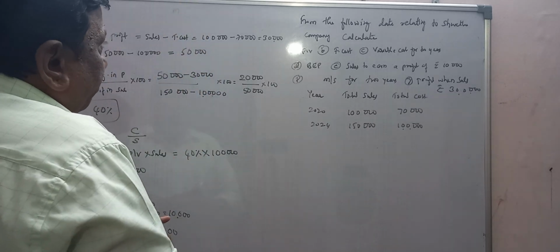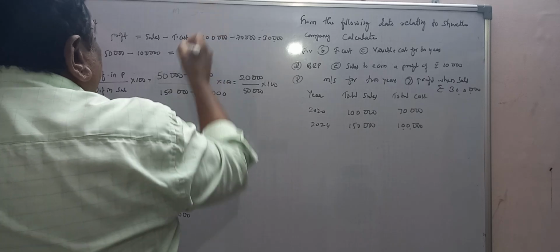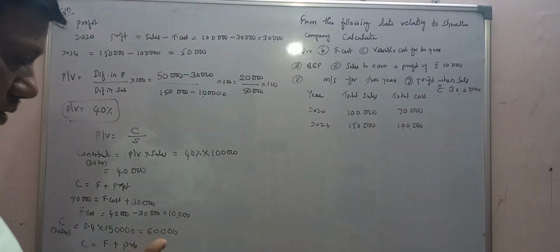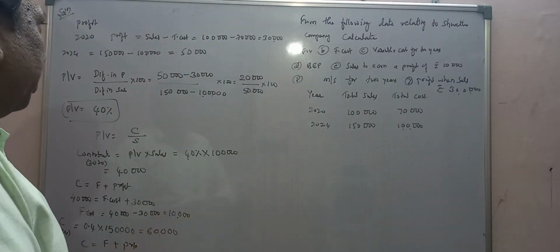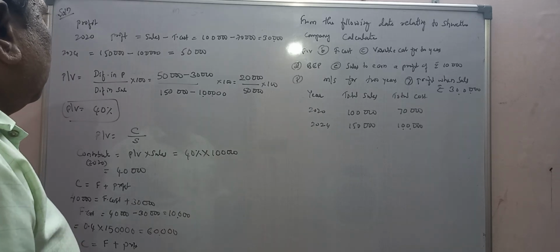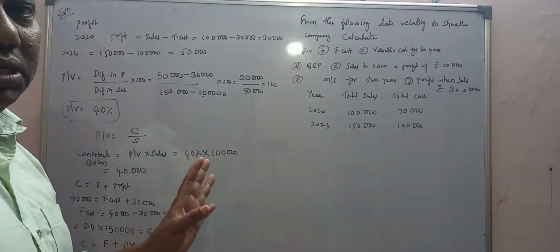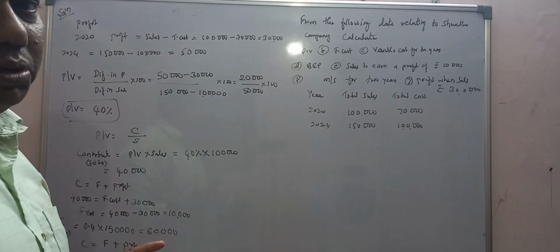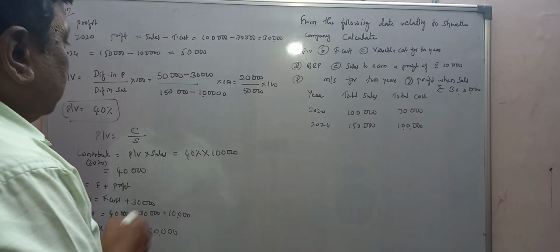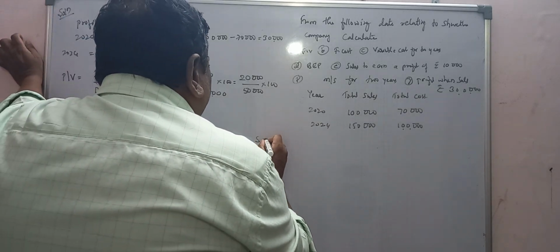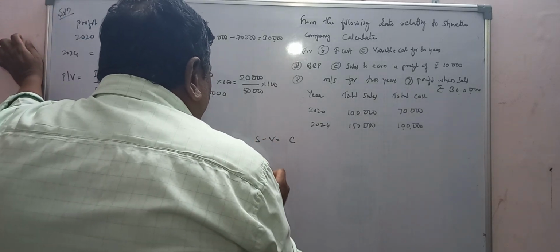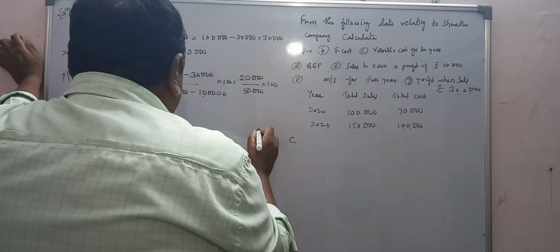Marginal cost equation: sales minus variable cost equals contribution, which is equal to fixed cost plus profit. Both are the same, right? So sales minus variable cost equals contribution. This I am calculating.